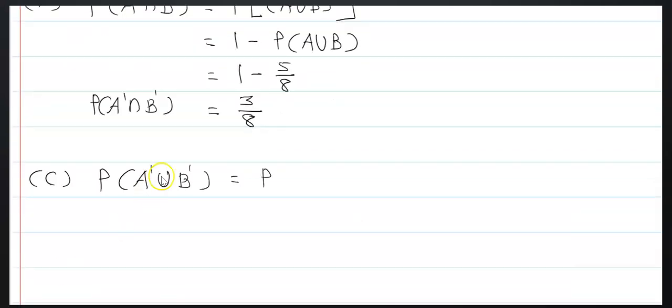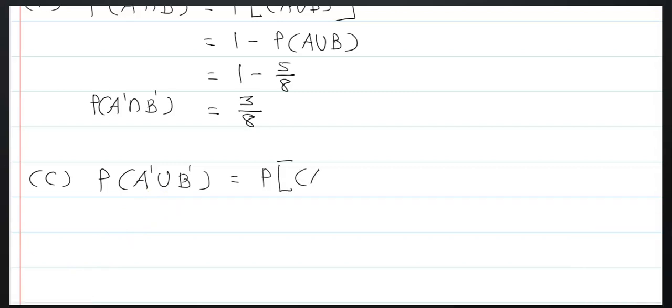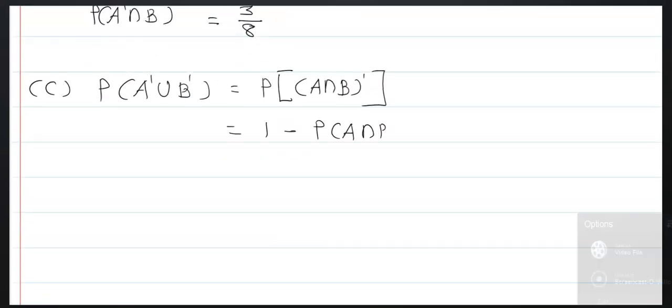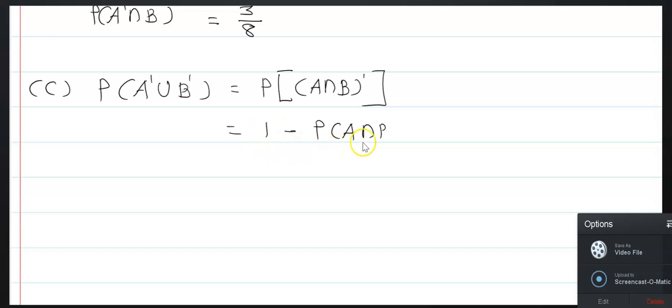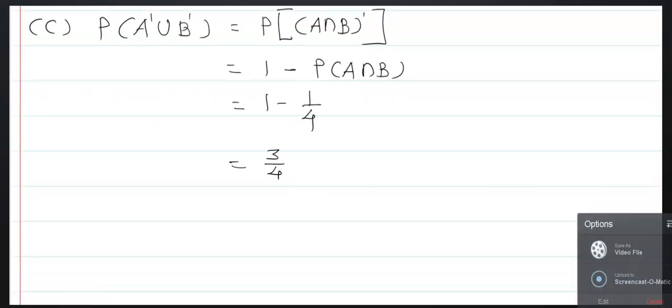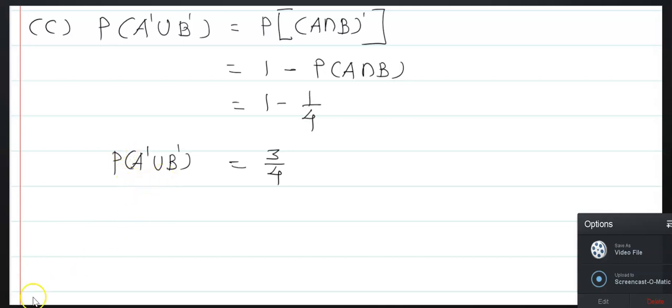Next is P of A complement union B complement, which is equal to probability of A intersection B whole complement, that is equal to 1 minus probability of A intersection B, and that is equal to 1 minus 1 upon 4, and that is equal to 3 by 4. Therefore, probability of A complement union B complement is equal to 3 by 4.